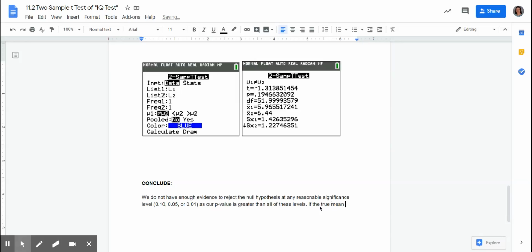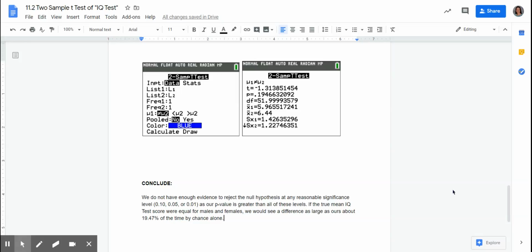If the true mean IQ test score were equal for males and females, we would see a difference as large as ours, about 19 points, we'll call it 47% of the time by chance alone. So they were a little bit different, not that different, and you can see there the scores of 5.9655 on the computer output and 6.44. So only about a half a point on each one.